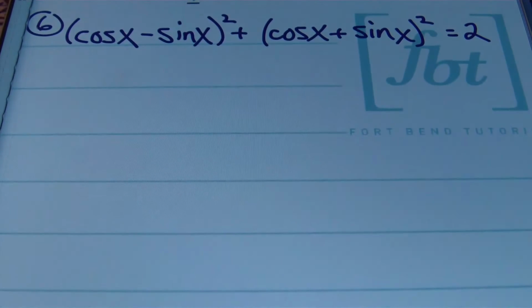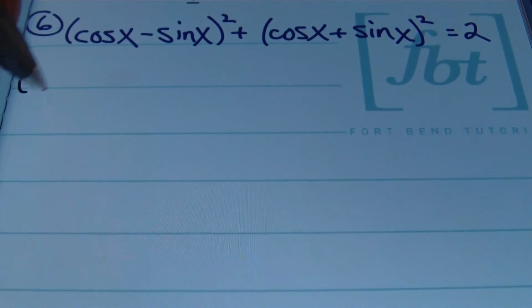Now we're on problem number 6. We have the quantity of cosine x minus sine x squared plus the quantity of cosine x plus sine x squared, and this is supposed to equal 2. We're going to start by expanding everything. So I'm going to write these binomial squareds right next to one another and then multiply them all out. Oh yes, sounds like fun, right?